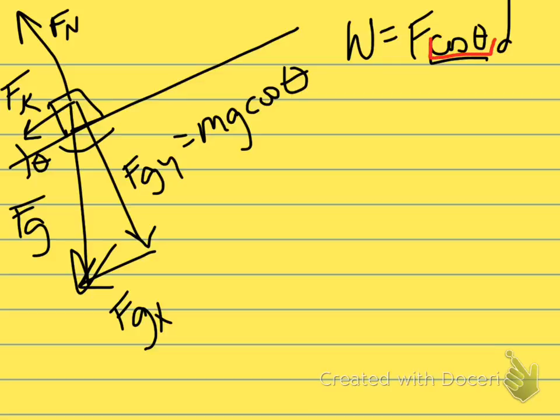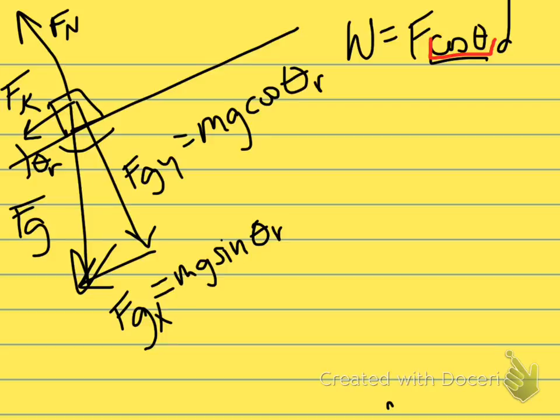Okay, so force gravity, and I'm calling this something like cosine of the ramp, or theta of the ramp. And of course, FGX is mass gravity sine theta, again, and that's theta of the ramp, theta of the slope that you're dealing with.